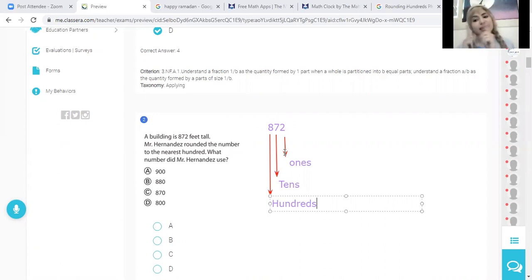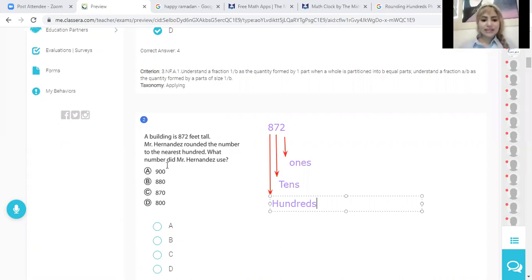How? We will ask the tens. Hello 7, how are you? Are you greater than 5? So 8 will be 9. Or are you smaller than 5? Weak number. So 8 will stay as it is. No, I am a strong number. I'm 7, greater than 5. So 8 will be 9.